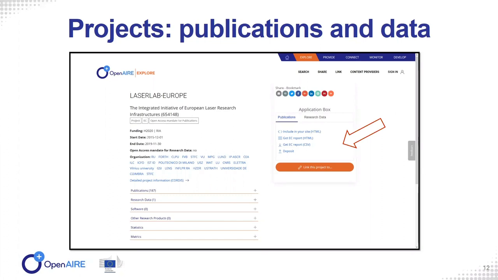I just want to highlight that regarding the project's landing page, we have an application toolbox with some interesting features. So you can, for example, get a report of all publications, in CSV or in HTML, so that you can easily generate a list of publications. You can embed that list in a website, in a personal or a project website. So quite interesting applications that you can use, reusing the fact that we are gathering the content.